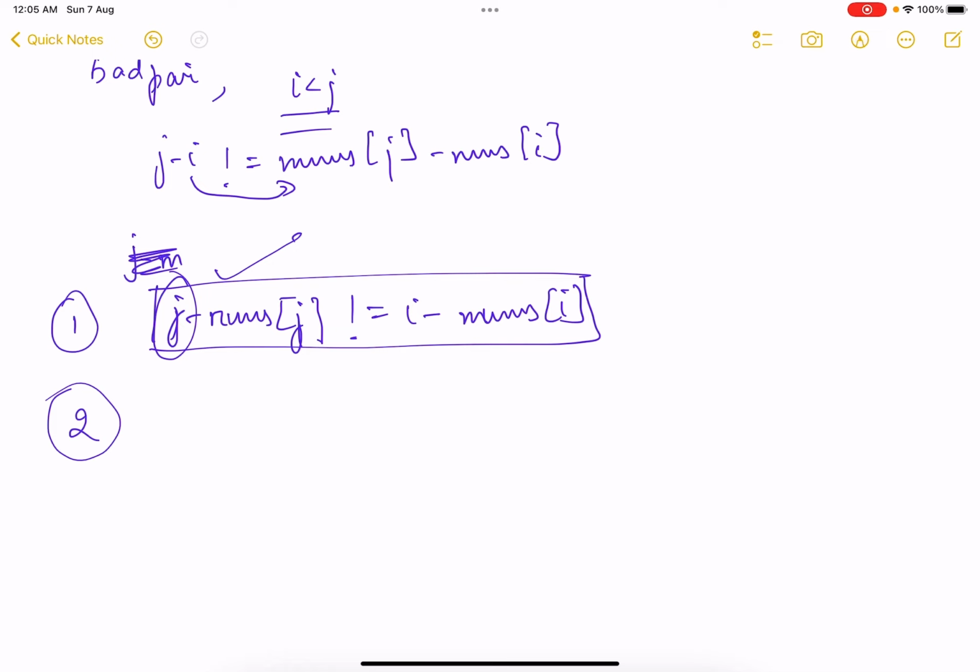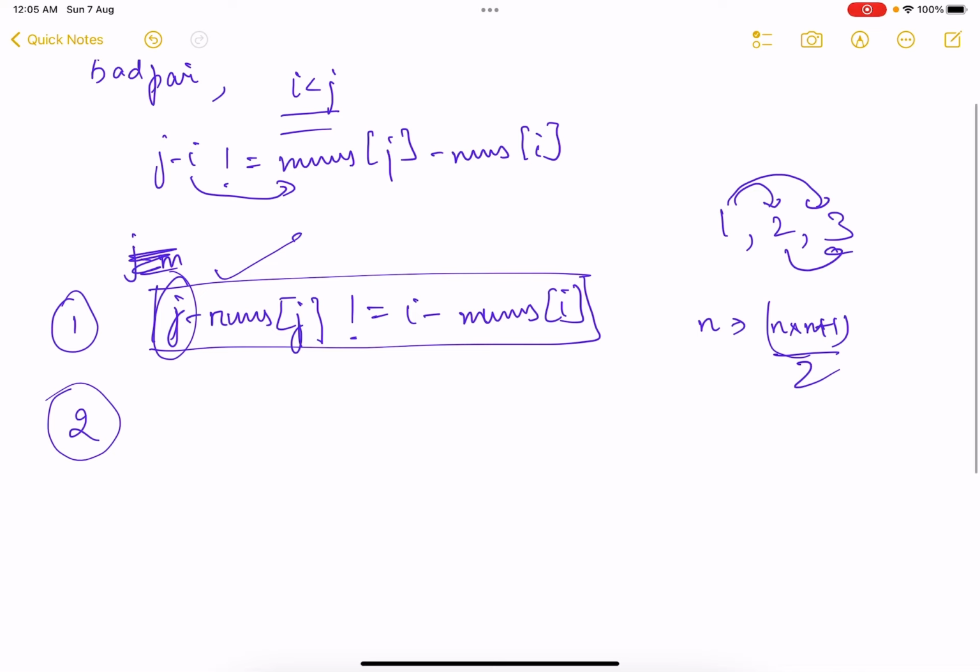Now what actually is a good pair? Or rather, let's come to the condition of what the total number of pairs is. If we have certain numbers like 1, 2, 3, then 1 can make 2 pairs, 2 can make 1 pair. So for n numbers we can have n into n plus 1 by 2 pairs, right? This is the number of pairs that we can have. Forget about bad or good, but these are the total number of pairs.